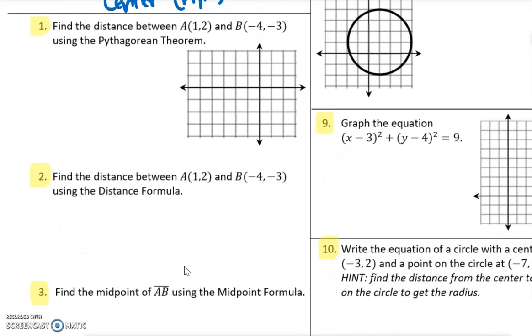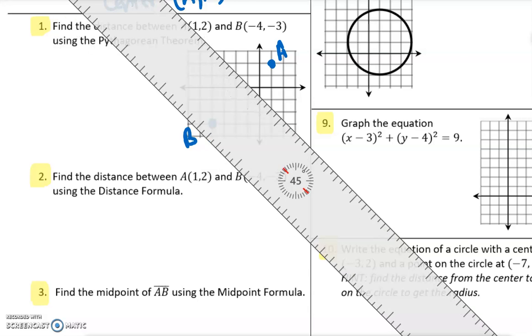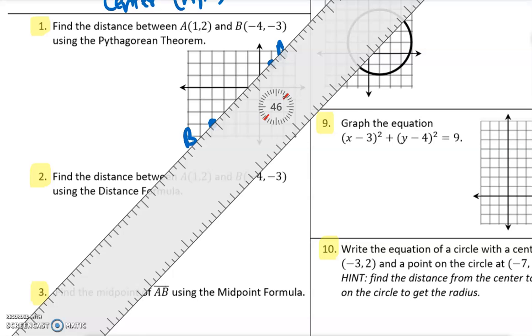Number one, find the distance between 1, 2 and negative 4, negative 3. So let's plot these points. So 1, 2 is going to be right there. I'm going to label that A. And B is negative 4, negative 3, which is going to be right there. And I'm going to label that B. So we want to find the distance between these 2 points.